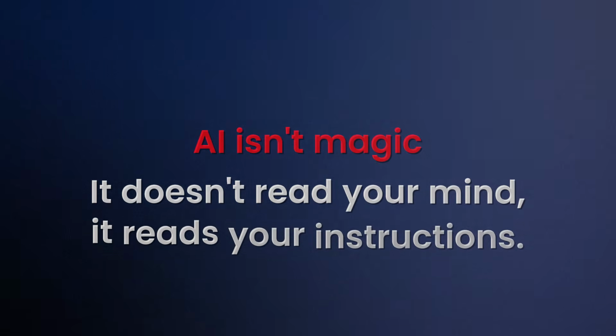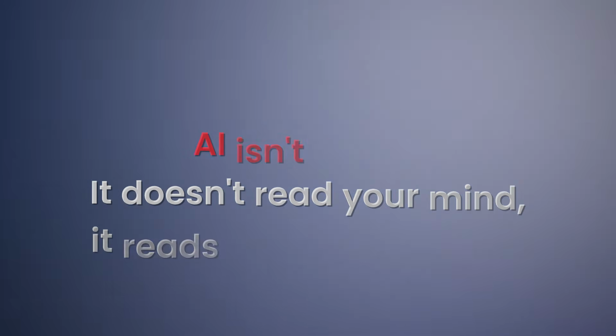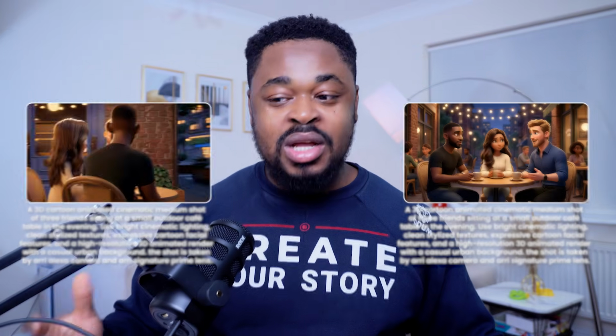So let's look at the prompt structure. This is where a lot of people get it wrong. They don't provide enough context in their prompting, which is why they get generic, off-target, or straight-up useless outputs. AI isn't magic. It doesn't read your mind. It reads your instructions. Now, here's the structure for image, and here's the structure for video. And once you understand that, everything clicks.